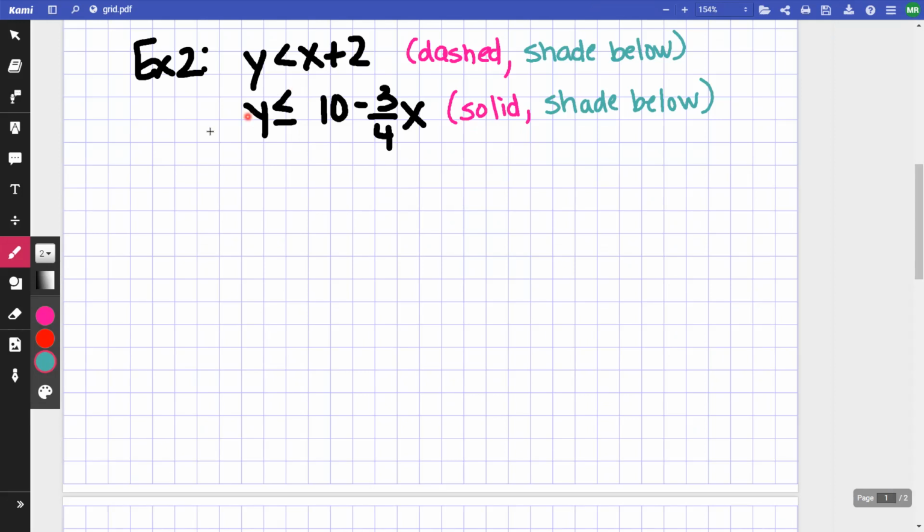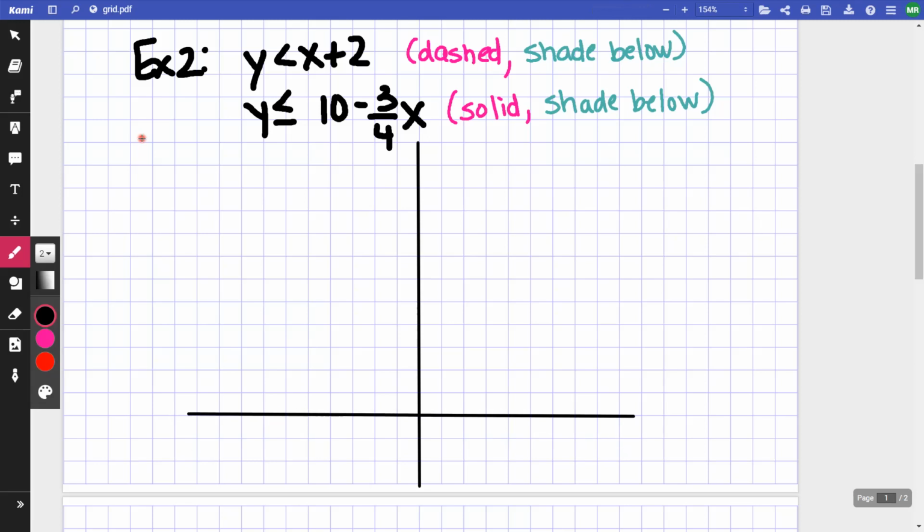So let me graph these. And I'm going to need to get up to a 10. So let me just see if I have enough space. 1, 2, 3, 4, 5, 6, 7, 8, 9, 10. Okay, I have enough space. So for my first graph, let me graph that one. I'll do that again in purple.